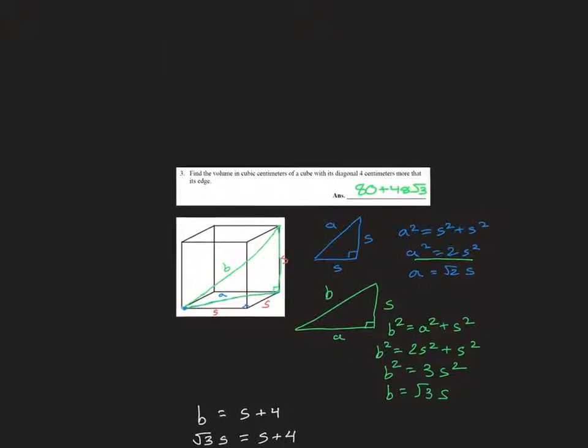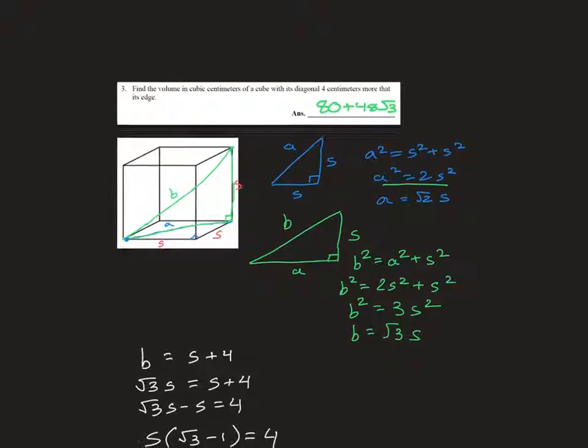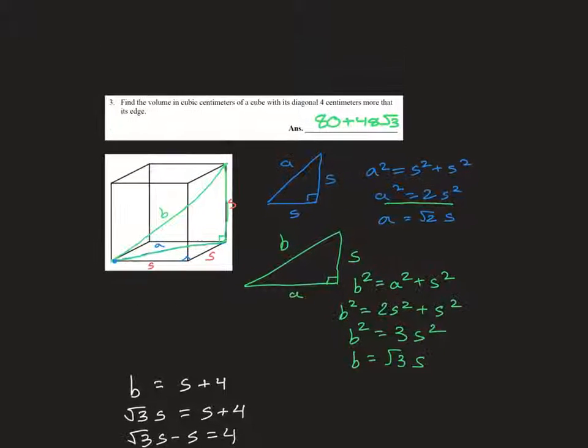So basically how we did this problem was we broke it up into multiple right triangles to find the length of the diagonal. Then we solved for the side length by writing the length of the diagonal in terms of the side length, and then finding what the side length is. And then we just did the side length cubed, and that gives us the volume of the cube.